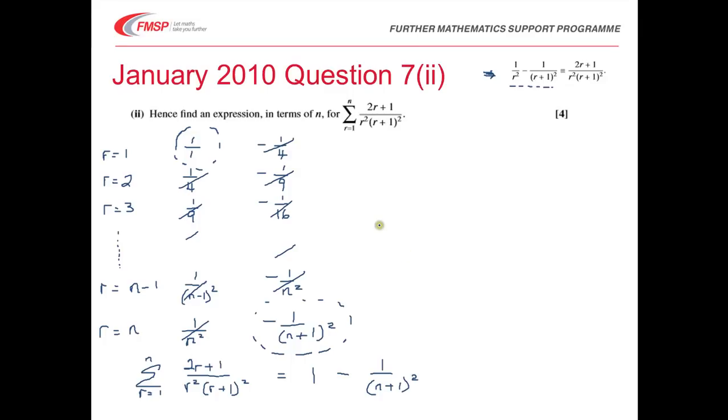So just again looking at the marks that you get for this, you get one method mark for writing out these first two terms and the last term. You get an accuracy mark if you've written out all the terms, a method mark for showing correct cancelling, and an accuracy mark for the correct answer at the end. So this is our answer, 1 minus 1 over n plus 1 all squared.